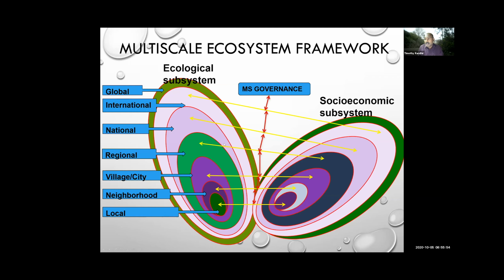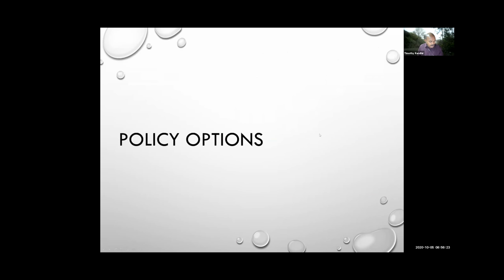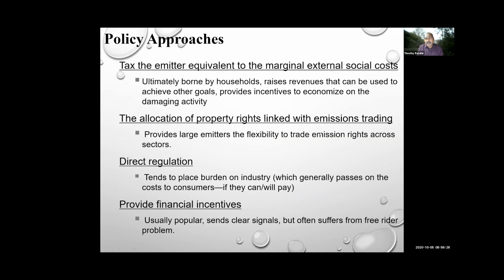So you have a shock at a global scale that has multiple repercussions which go into the local scales. And it also has huge implications on both the socio-ecological systems, but also on the environmental system itself. So again, this system is not just multiple scales in space, but also time. It also has short-term and long-term possibilities. So what are some of the policy options?